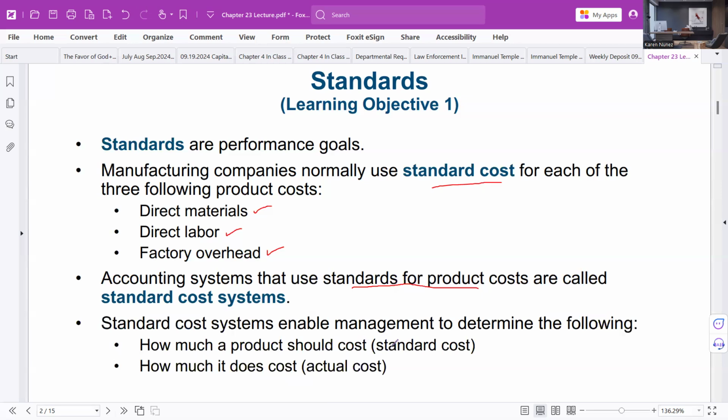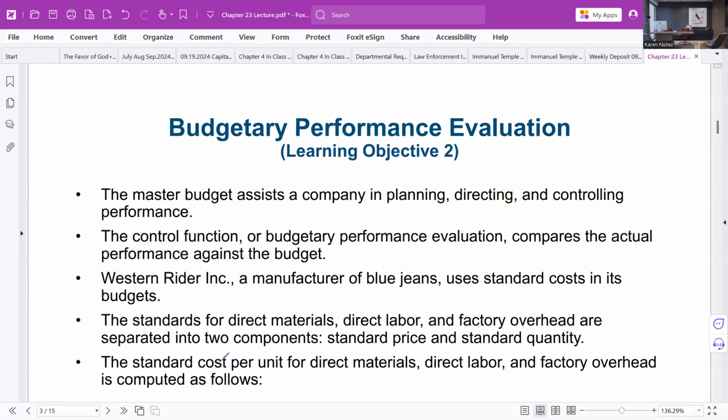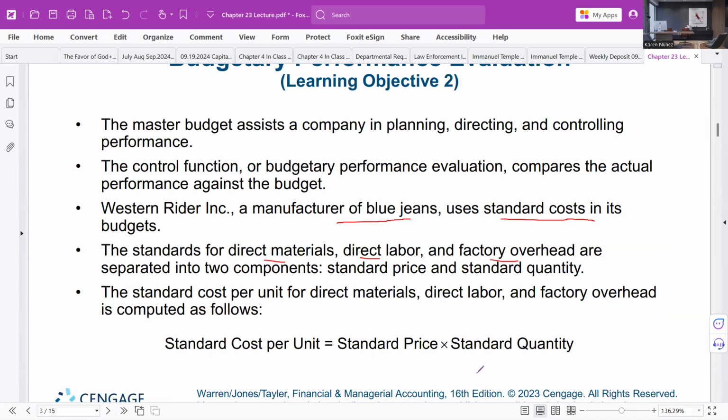But let's talk more about a standard cost. So the master budget, again, is developed using these standards, and then those standards are used to measure against our actual performance. So let's go back to this example that we've seen before, the Western Rider Company. They manufacture blue jeans, and we're assuming here that they use standard costs. They use a standard cost for direct materials, for direct labor, and for factory overhead. And the standard cost per unit is computed in this way.